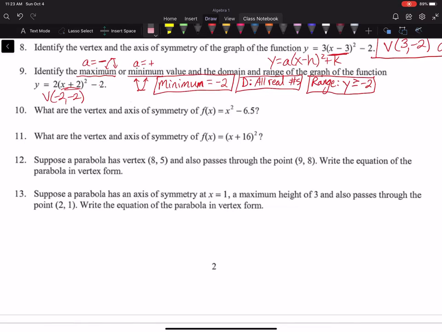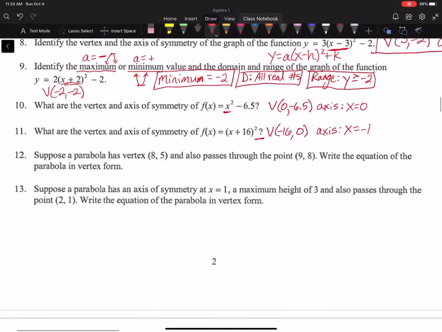Number 10, what are the vertex and axis of symmetry? Again, very simple. It's in vertex form, and as you can see, there's nothing in the parentheses, so the vertex will be 0 and then negative 6.5. And my axis is always the x part of the vertex, so x equals 0. For this one, vertex is negative 16, 0. Notice they're not adding or subtracting anything on the outside, so the y is 0. My axis is, again, x equals the x part of the vertex, negative 16.